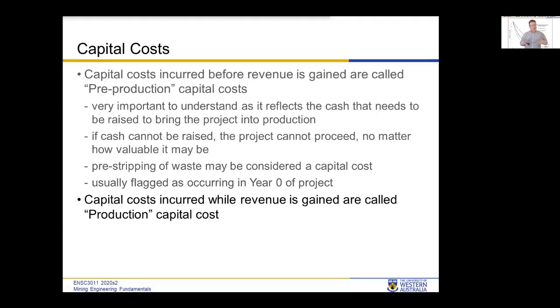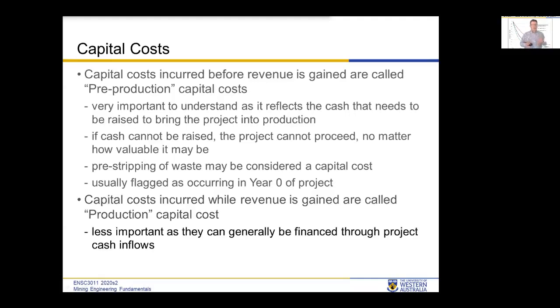Capital costs incurred once we're up and running, say typically replacing equipment after 6, 7, 8 years, whatever it is, can be called production capital costs. These are less of an issue as we've got revenue coming in, so we're generally getting lots of cash coming in, so we've got the money to pay for it. We don't have to dip into our pocket or borrow from a bank.